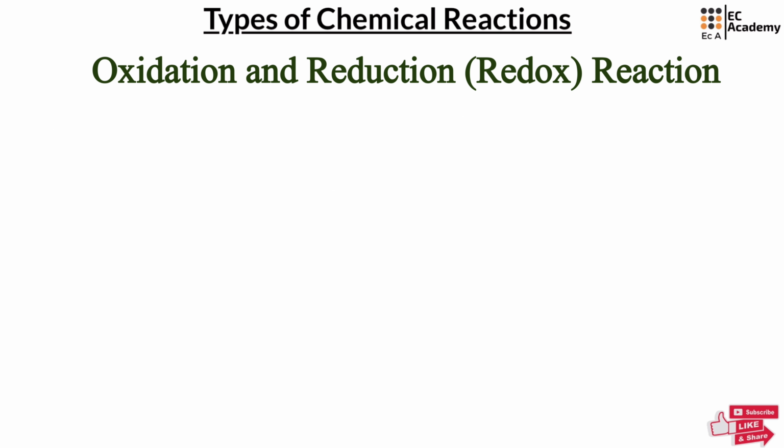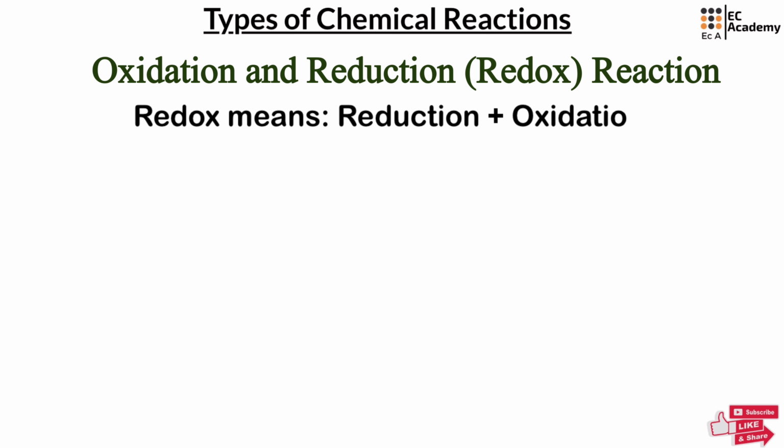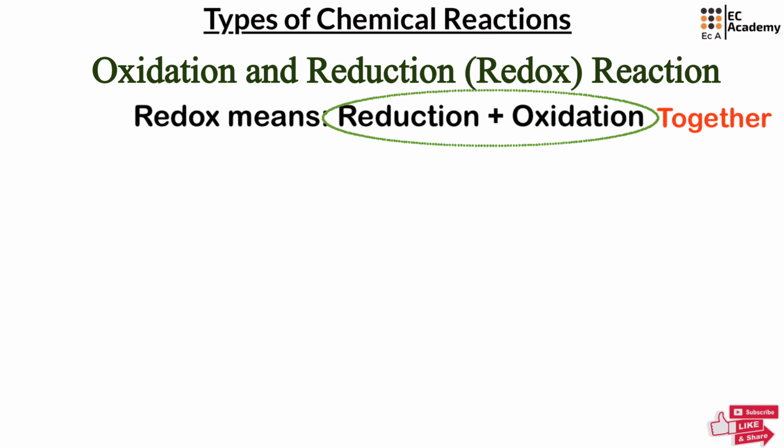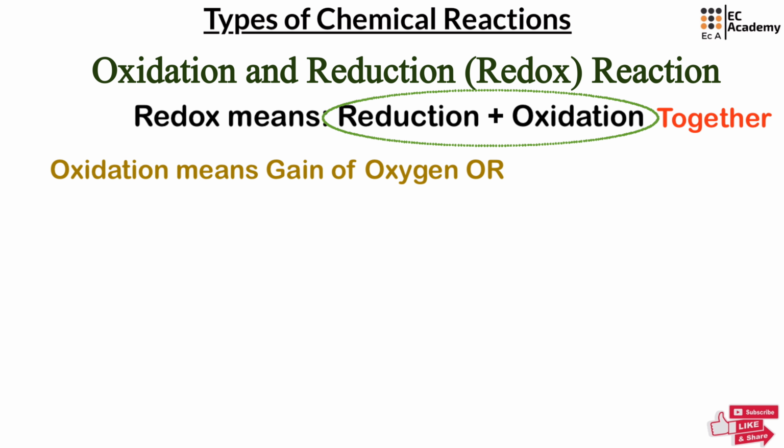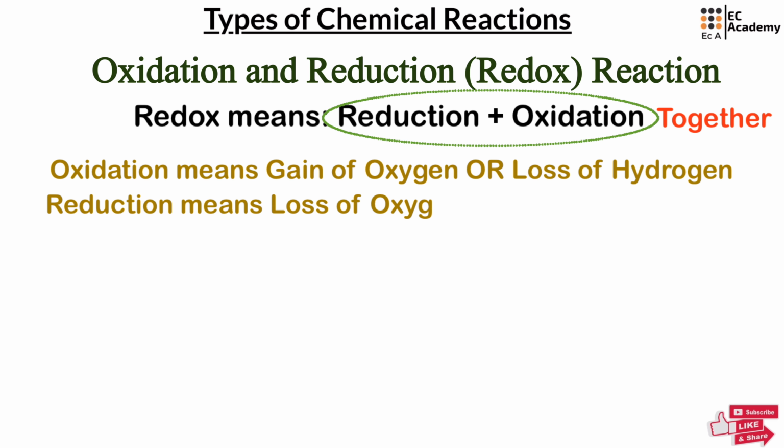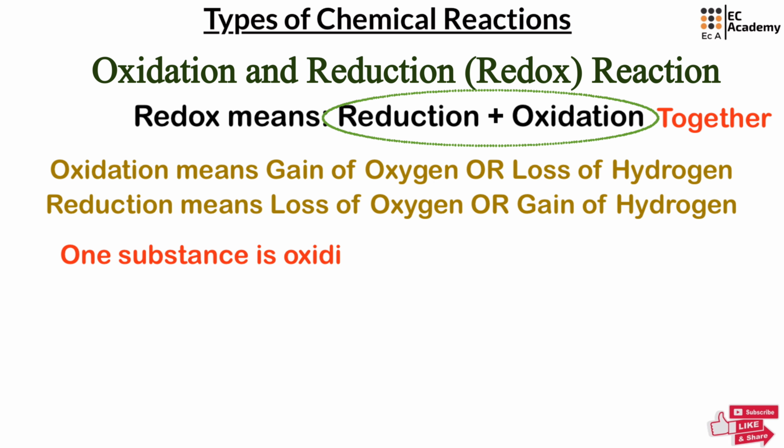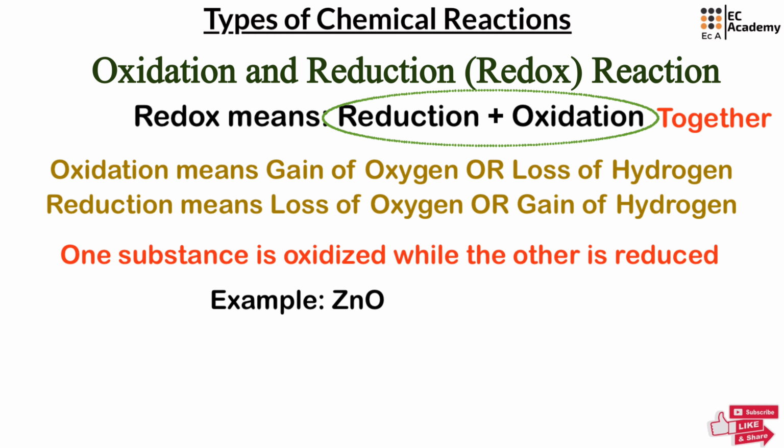Now this is a very important reaction. Here redox means reduction plus oxidation. Both happen together. Now let us understand this. Oxidation means gain of oxygen or loss of hydrogen. Reduction means loss of oxygen or gain of hydrogen. So here one substance gets oxidized and another gets reduced. Both happen simultaneously. For example, let us understand: zinc oxide loses oxygen and becomes zinc.